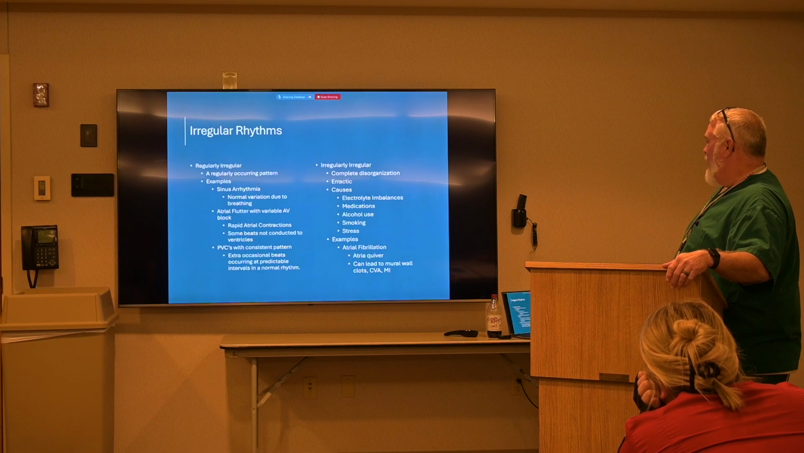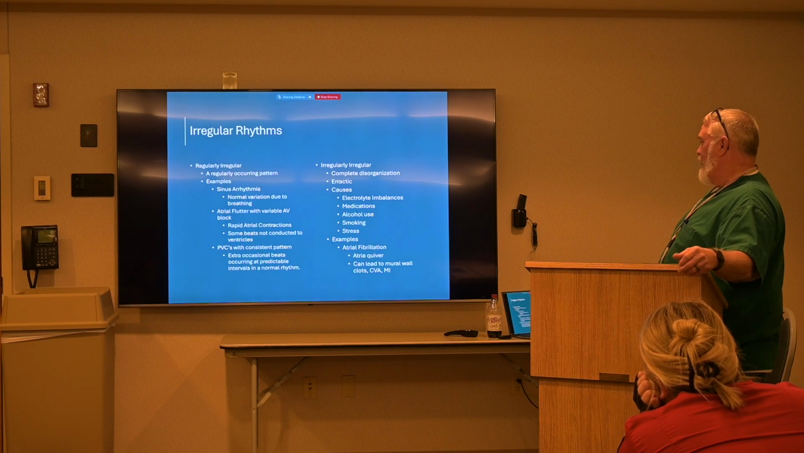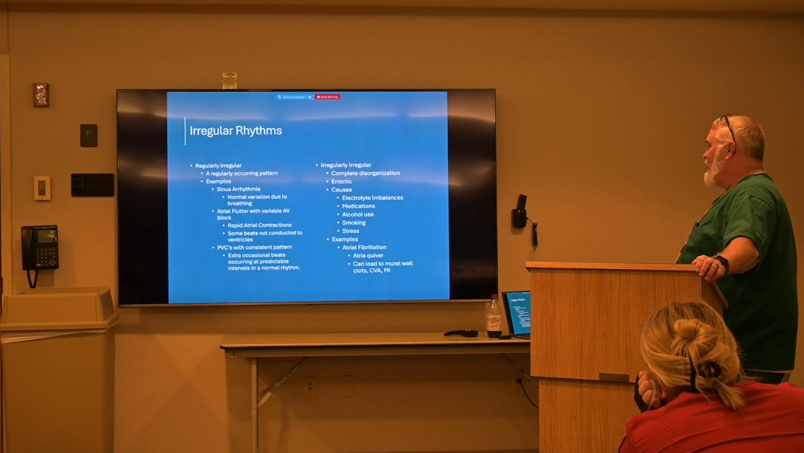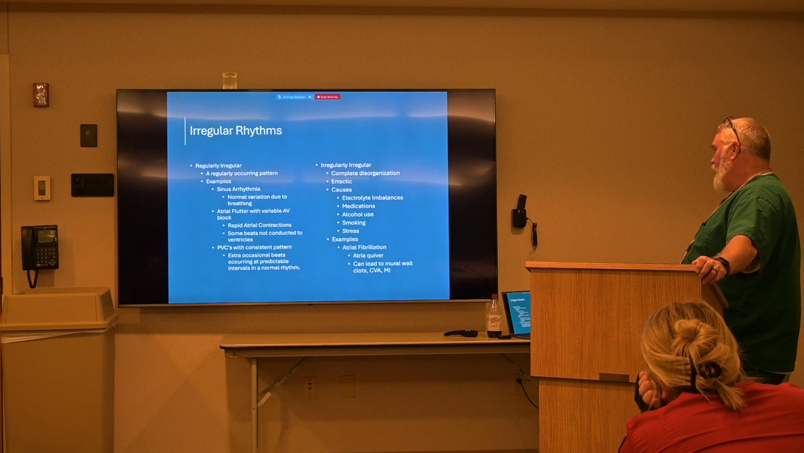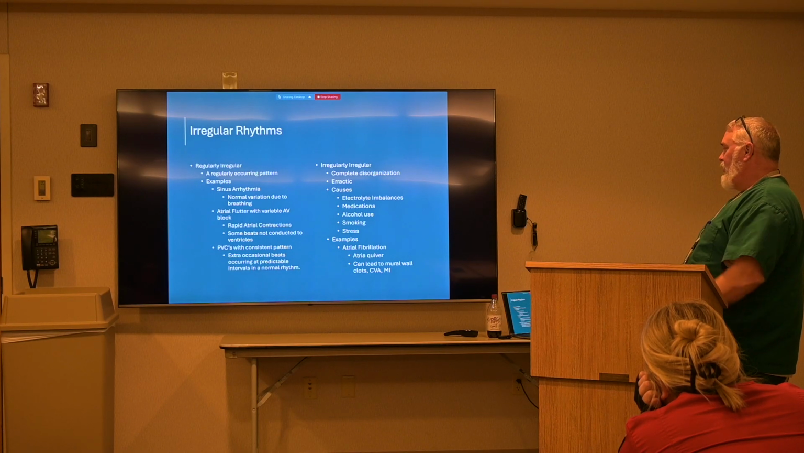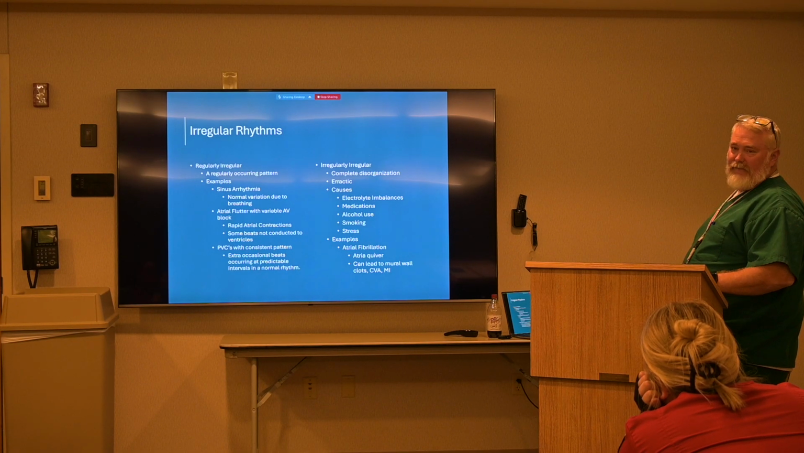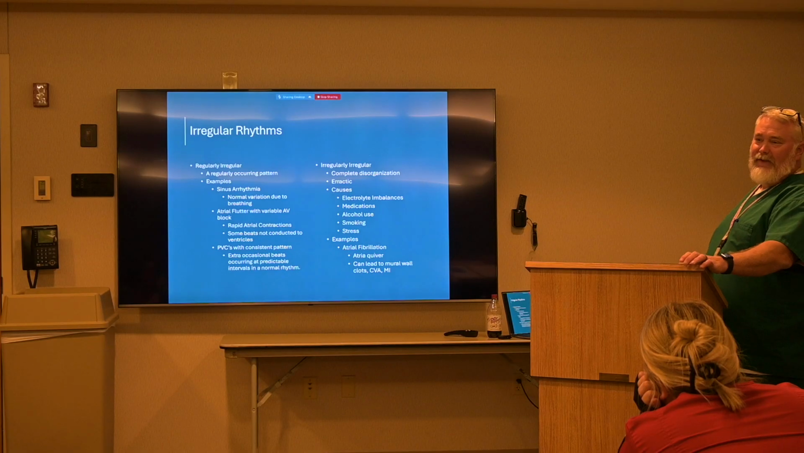So irregular rhythms, there's complete disorganization. They're erratic. Causes can be from electrolyte imbalances, medications, alcohol use, smoking, stress. Examples are atrial fibrillation, where the atria just quiver, and this can lead to mural wall clots, CVAs, and MIs, which we seem to see a lot around here.